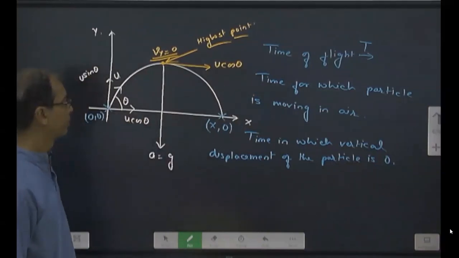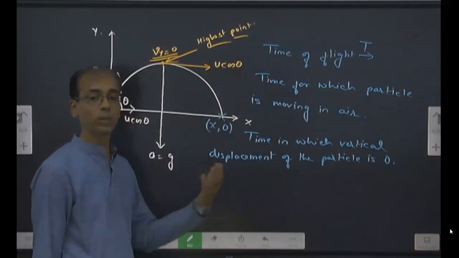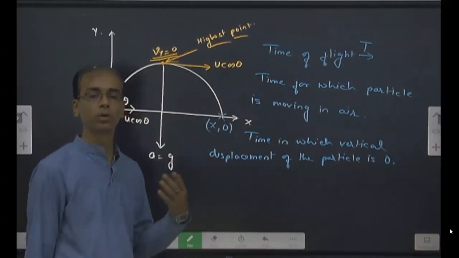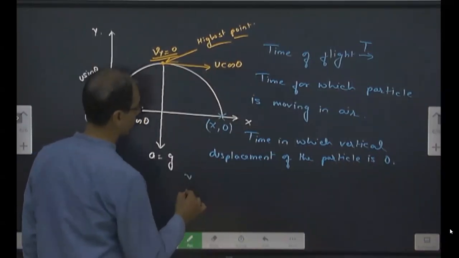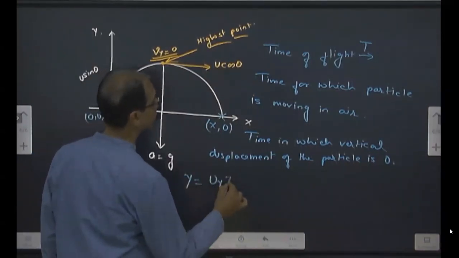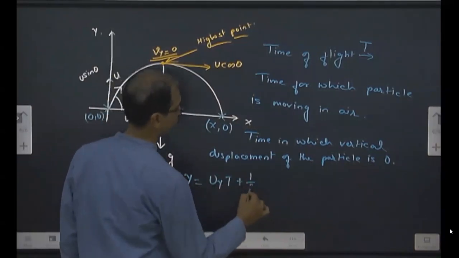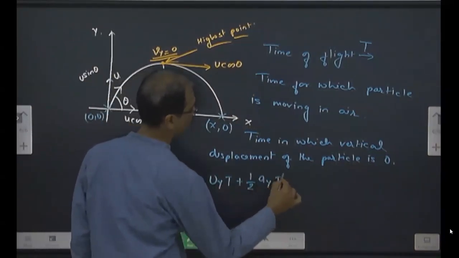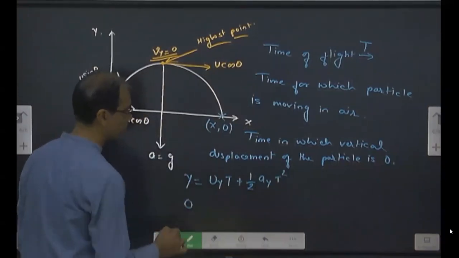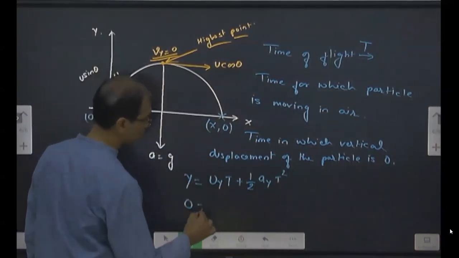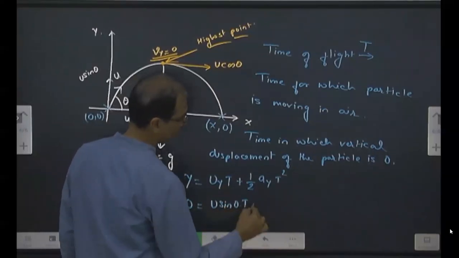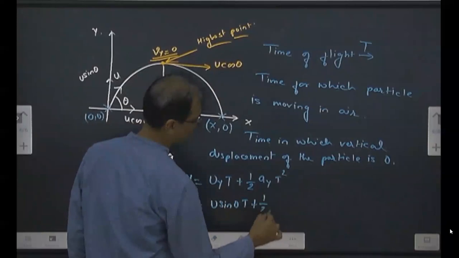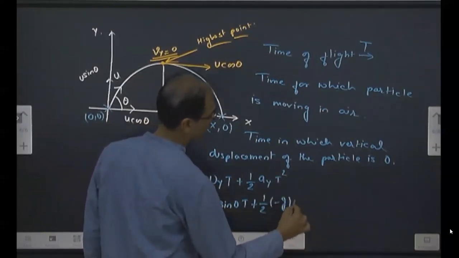Okay. So displacement we are writing. The displacement formula is what we learn in 1D, y equal to ut plus half at square. So we'll write y equal to uy t plus half ay into t square. We are writing y as 0. uy is what? u sine theta into t plus half, this is minus g into t square.